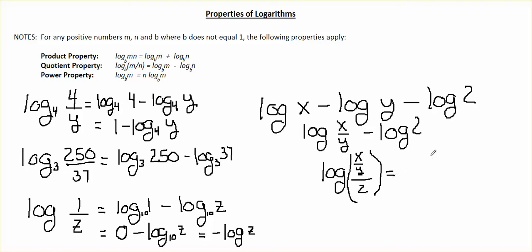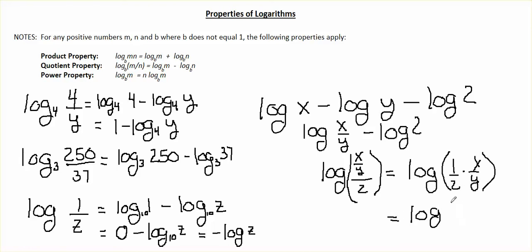Dividing by 2 is like multiplying by a half. So log of 1/2 times x over y. And what does that equal? That equals the log of x over 2y. Remember, dividing by 2 is like multiplying by a half, so we can divide by 2, convert it into multiplication, so that now we have the most simplistic form of all. And that's how you use your quotient property.